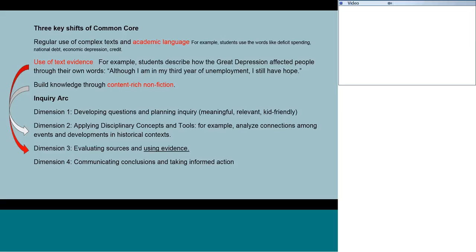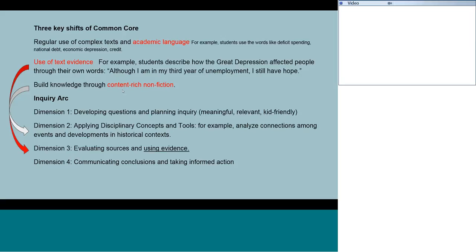I should mention, though, that dimension 1 says developing questions and planning inquiry. Questions should be meaningful, relevant, and kid-friendly. And that compelling question that I spoke of a moment ago may not be fully understood by students. And so we adapted that question to, was Roosevelt right to change the role of government in our lives? And if I really need to adapt it further, I will say, if a presidential candidate today proposed the New Deal, should I vote for him or her? So you can change your compelling question to make it more kid-friendly.